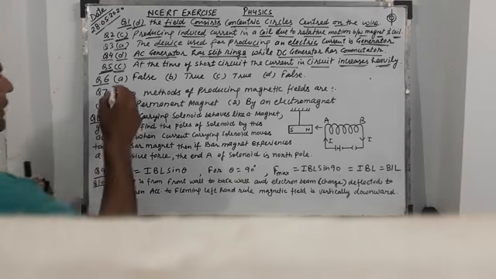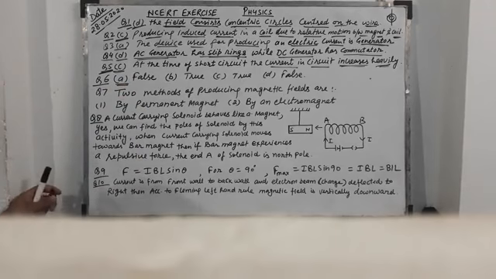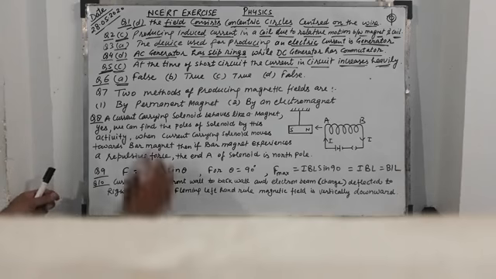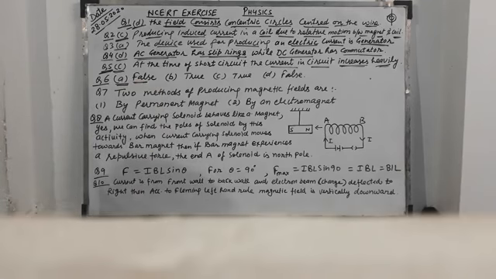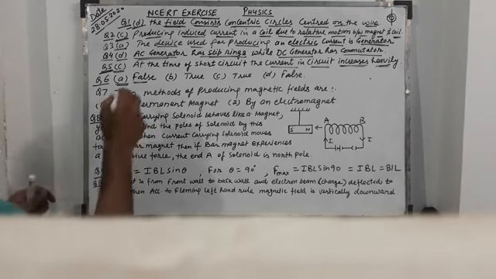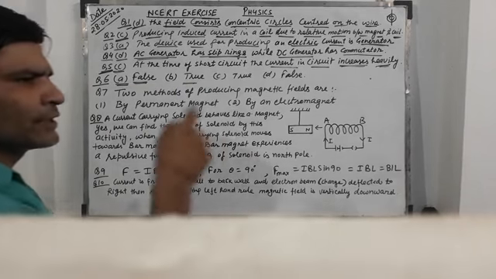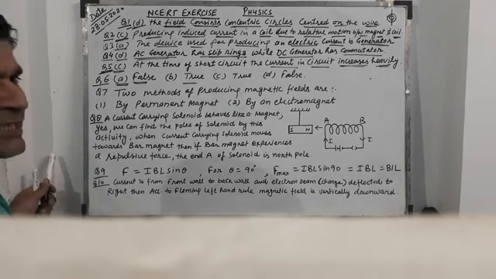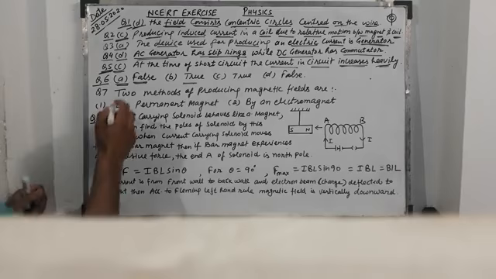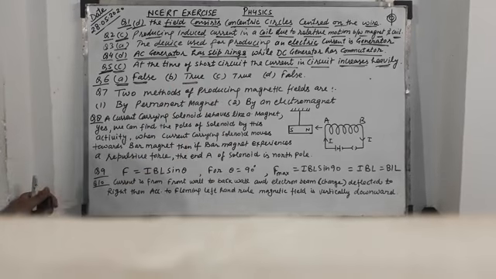Question number 6 is of true and false. In question 6a, the statement is that an electric motor converts mechanical energy into electrical energy. So this is false, because an electric motor converts electrical energy into mechanical energy. Now in question 6b, the magnetic field at the center of a current carrying circular wire is parallel lines. So this is true.